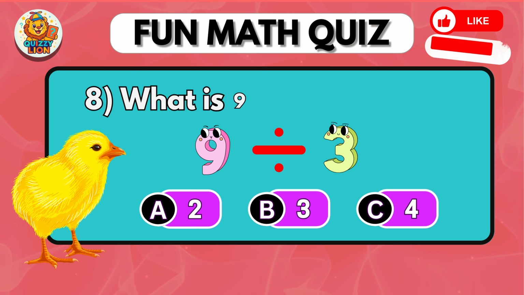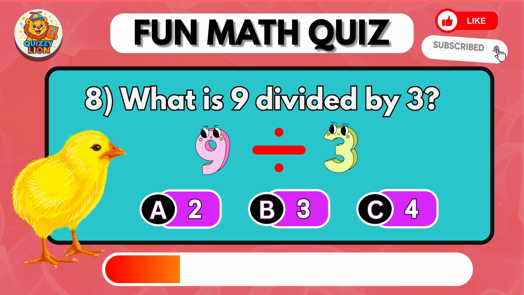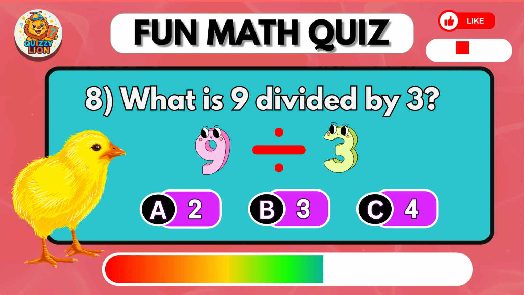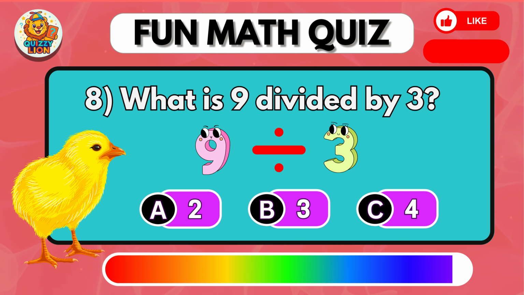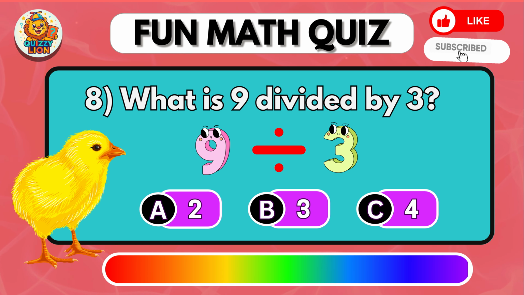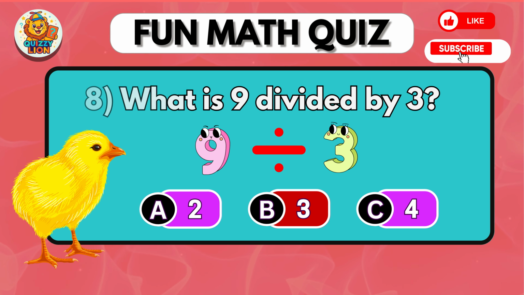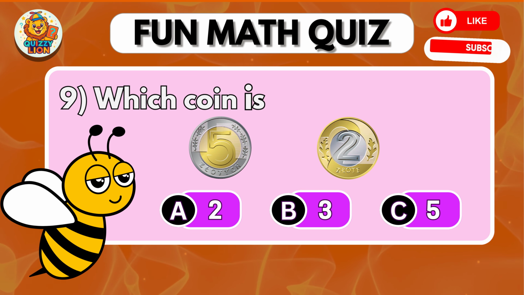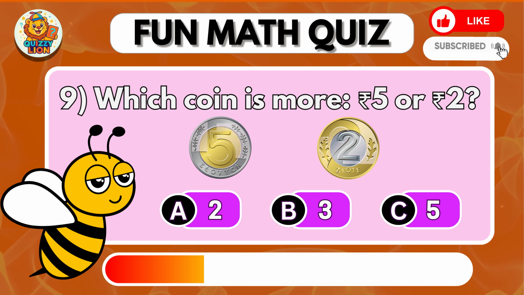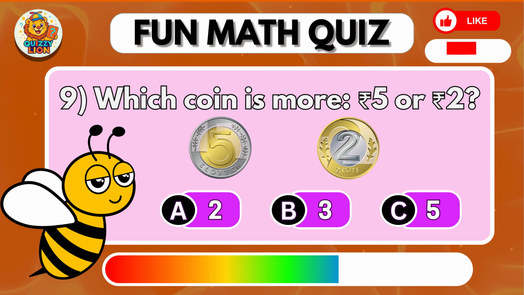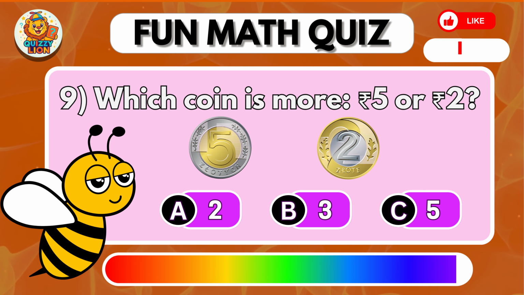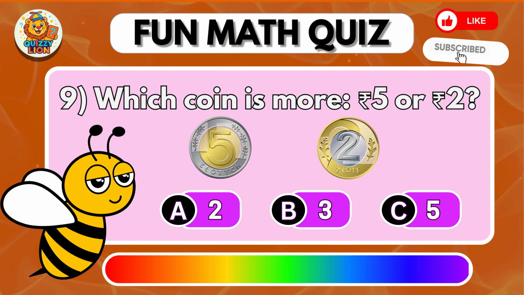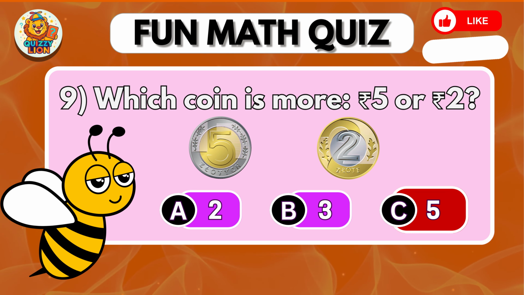What is 9 divided by 3? Correct, it's 3. Which coin is more, 5 rupees or 2 rupees? Correct, it's 5.